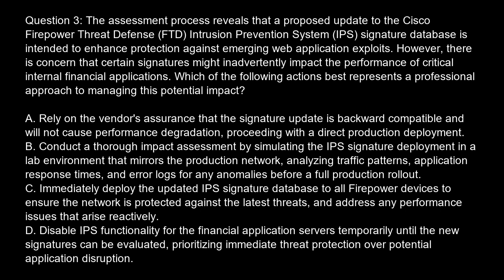Option C. Immediately deploy the updated IPS signature database to all Firepower devices to ensure the network is protected against the latest threats and address any performance issues that arise reactively. Option D. Disable IPS functionality for the financial application servers temporarily until the new signatures can be evaluated, prioritizing immediate threat protection over potential application disruption.